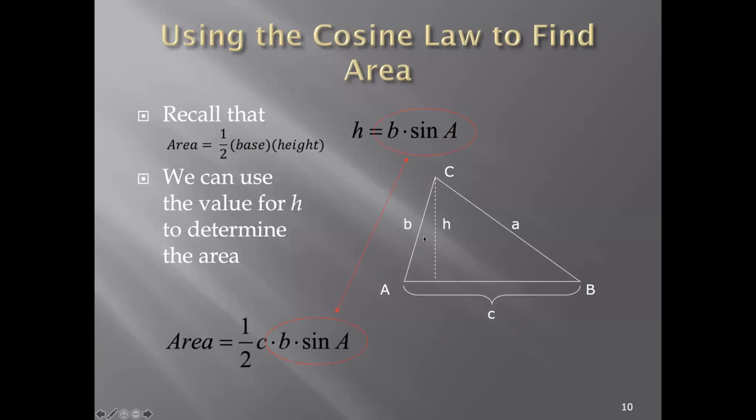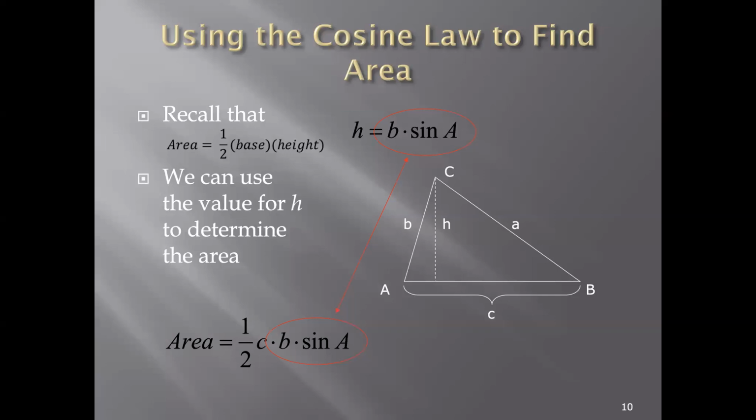So therefore, arriving at our formula using law of cosine, the area can be solved as 1 half times C, wherein the base, times b sine A, which is the height. So we can use either 1 half base times height, or we can use area is equal to 1 half times C times B times sine A. Remember that C and B are interchangeable because we are dealing with multiplication.